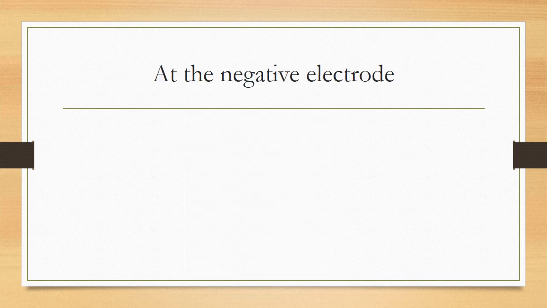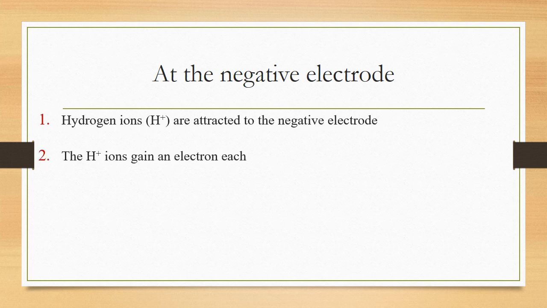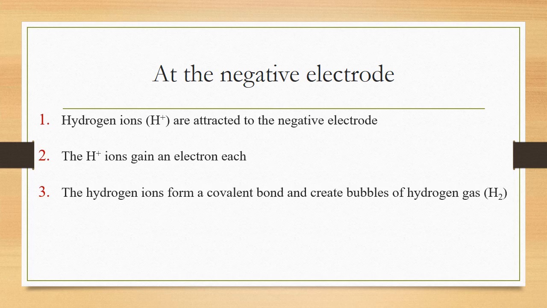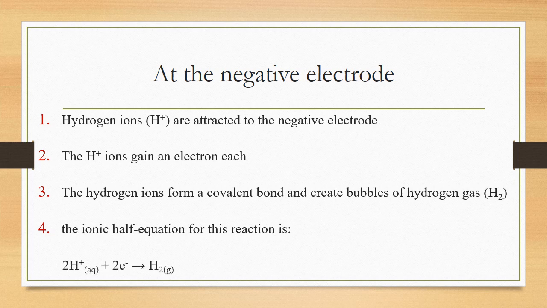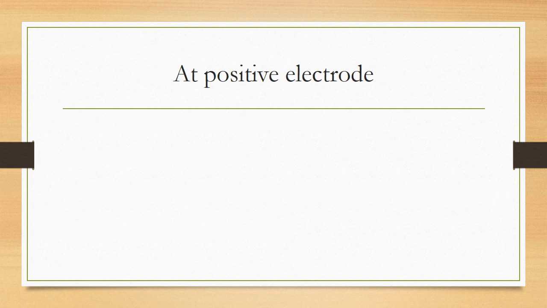So the only positive ions here are going to be the protons. The protons each gain an electron. The hydrogen ions then form a covalent bond to form bubbles of hydrogen gas at the cathode, and the half equation is thus: 2H+ plus 2 electrons gives H2.